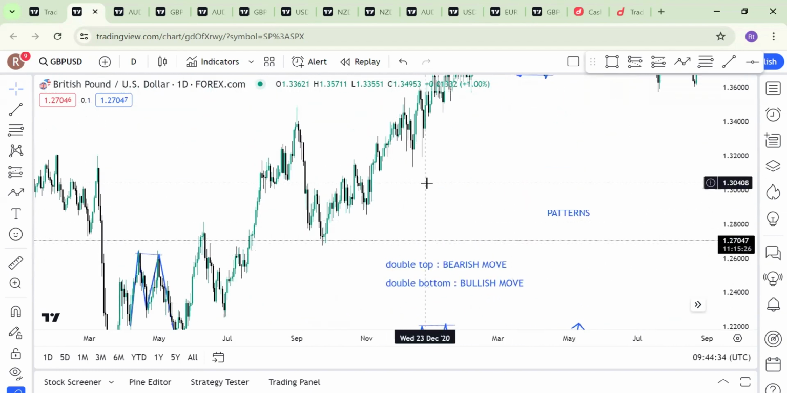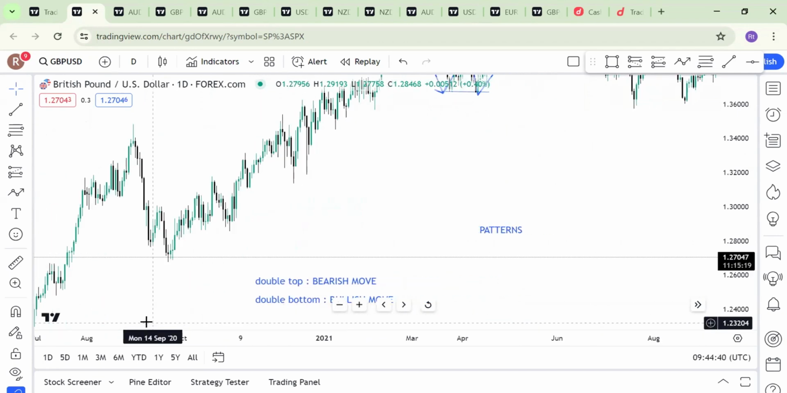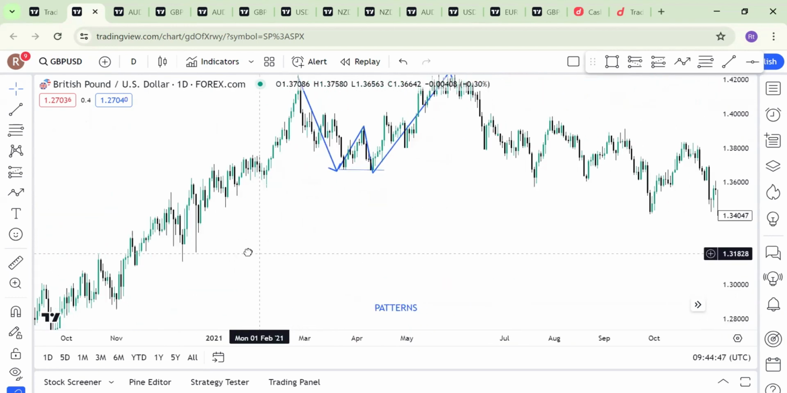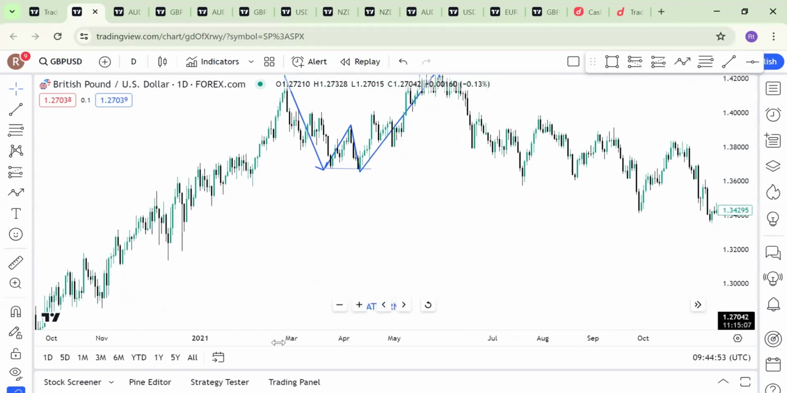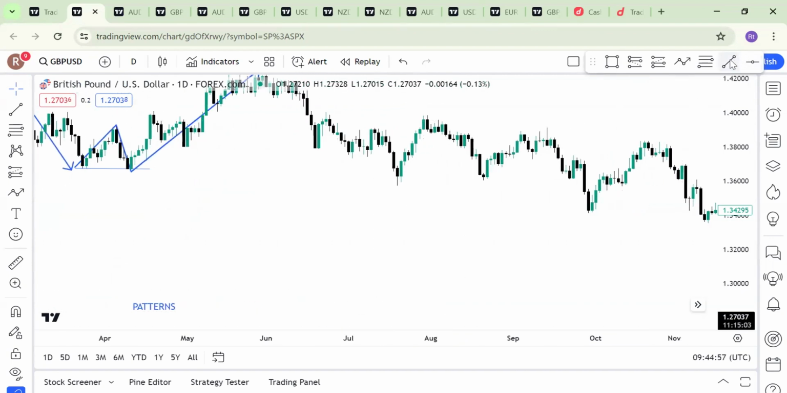So let me show you an example of a falling wedge. I want to give you a very good example that will make you understand. Okay, this is a rising wedge. Let's use this, this is a perfect example of a rising wedge. A perfect example. You can see it.